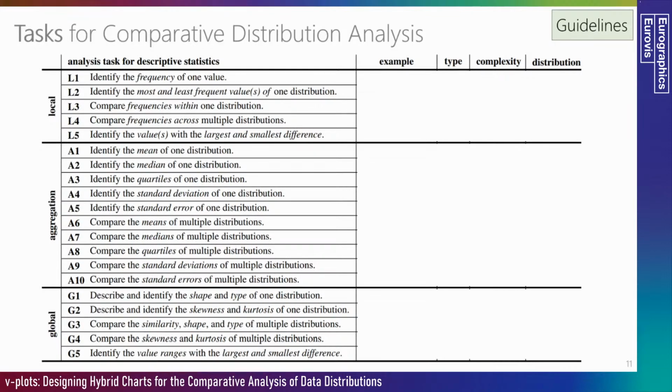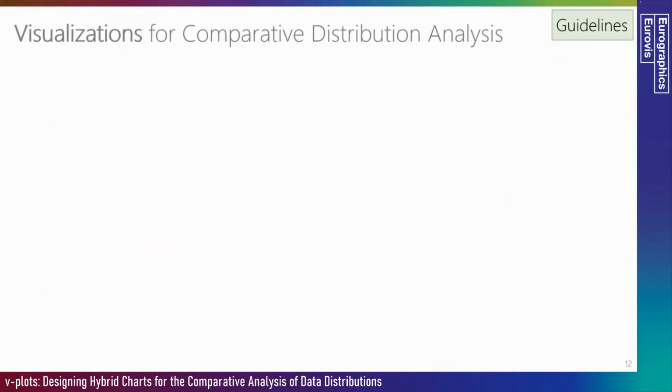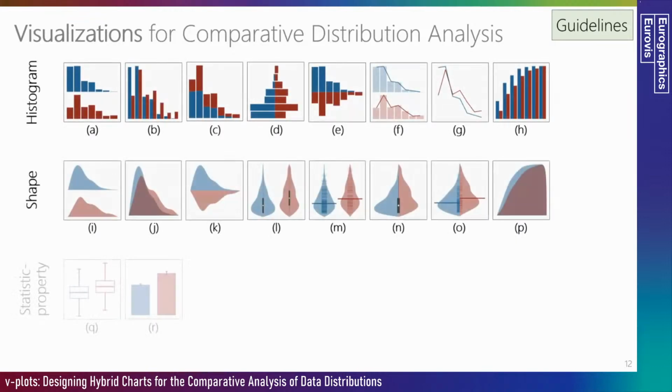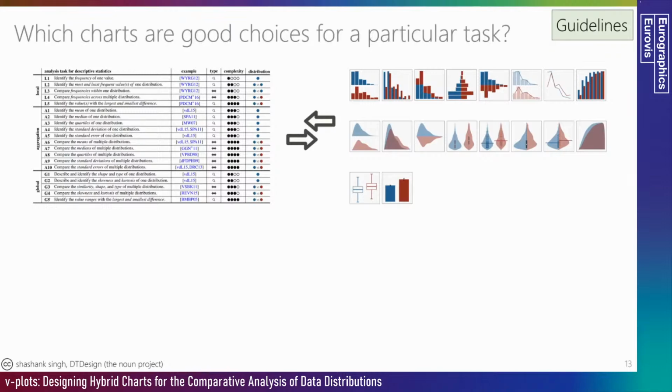For each analysis task, we provide a concrete example and further properties such as the analysis type, the involved distributions, and the complexity. In a second step, we summarize commonly used basic charts, particularly designed for the comparative analysis of data distributions. We group these charts into histogram, shape, and statistical property-based approaches. In the last step of our design study, we interlink the analysis tasks with the design space for the visualizations to find out which charts are good choices for a particular analysis task and vice versa.